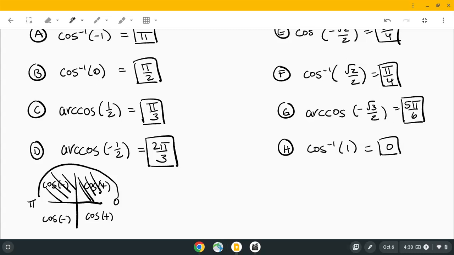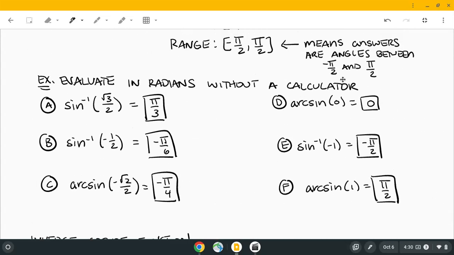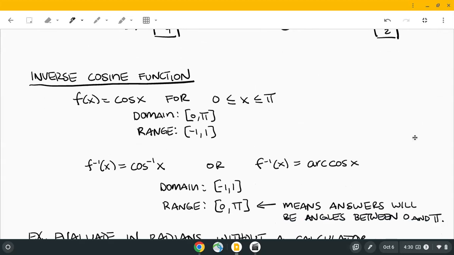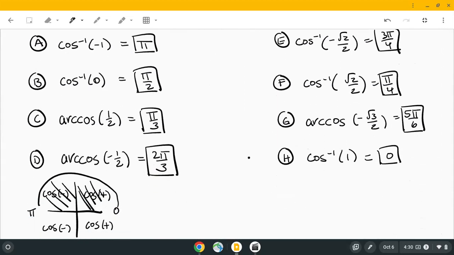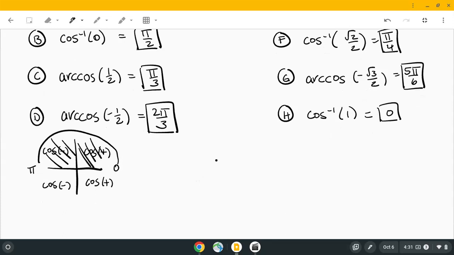I hope you see the difference between sine and cosine. Here, your angles have to be somewhere between negative pi over 2 and pi over 2 for sine. And so that goes from here, negative pi over 2, all the way to here, pi over 2. So quadrant 1 angles and quadrant 4 angles. Whereas over here for cosine inverse, your answers are coming from quadrant 1 angles and quadrant 2 angles for the negatives. All right, let's take a look at tangent.